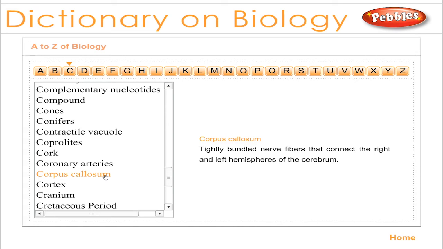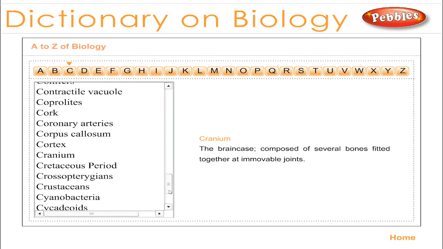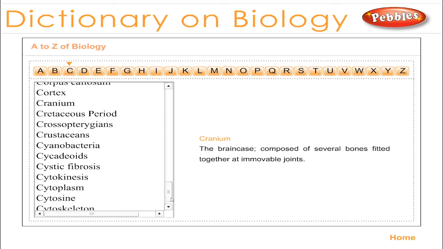Corpus callosum, tightly bundled nerve fibers that connect the right and left hemispheres of the cerebrum. Cortex, the outer part of an organ. Example, the adrenal cortex, which produces several steroid hormones. In plants, the region of the stem or root between the epidermis and the vascular bundles. Cranium, the brain case, composed of several bones fitted together at immovable joints.